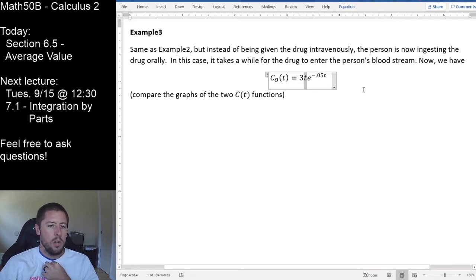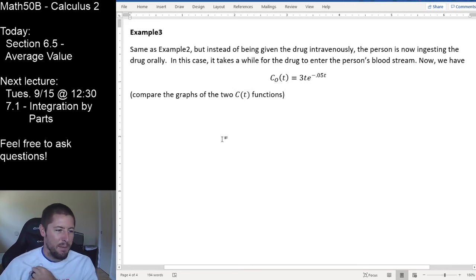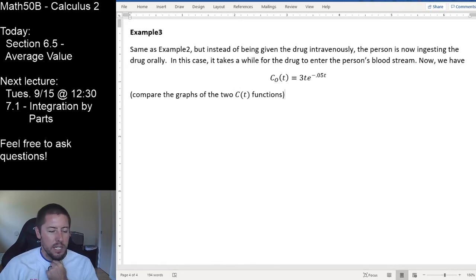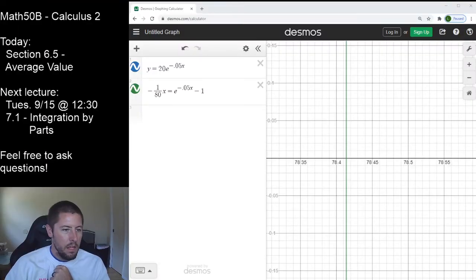All right. So let's go ahead and see the difference in graph, and let's see the difference in calculus that's going to be really important for us today and for tomorrow particularly. So I'm going to pop back over to the Desmos here. And so what do we got? 3t e to the negative 0.05t. So back over here, I'm done with this one.